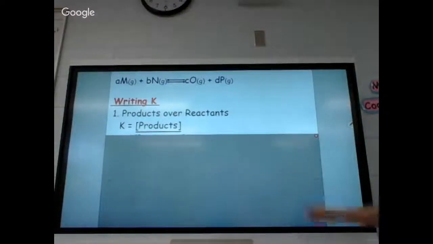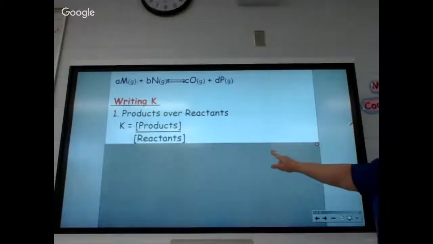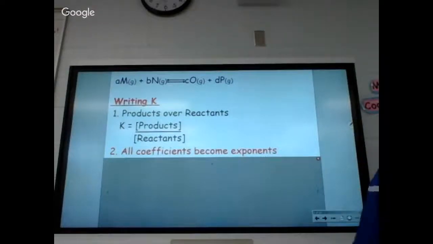All right, number 2. All coefficients become what? All coefficients become exponents. If you don't have a coefficient, you don't have an exponent. But you have to balance, and if it has a coefficient, it becomes an exponent. Which is why I said, for a lot of you, the hardest part of this would be the calculator, because you have to put in the coefficients to become exponents.